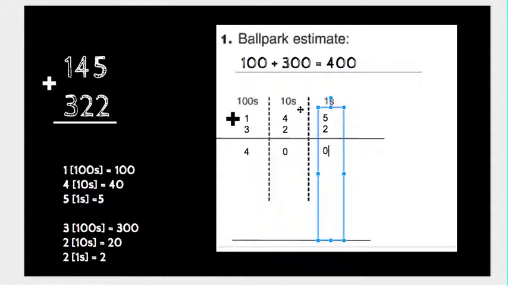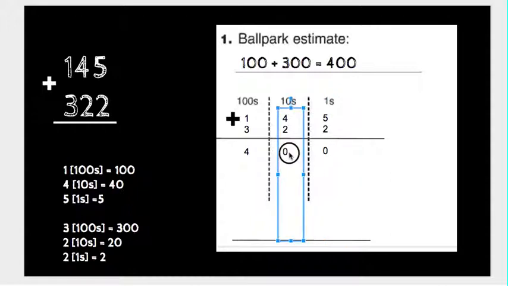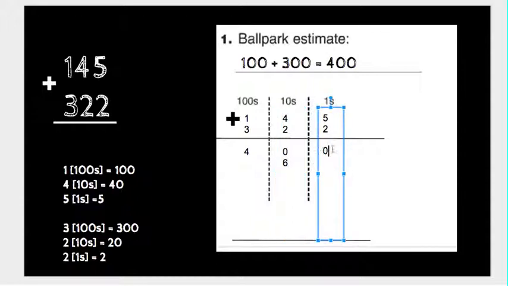Next we're going to add together the 10s. 4/10s plus 2/10s would give us 6/10s. So I'm going to put a 6/10s down below and no 1s because remember we're just adding the 10s group. Now we're going to add the 1s group. 5/1s plus 2/1s is equal to 7/1s, or 7.